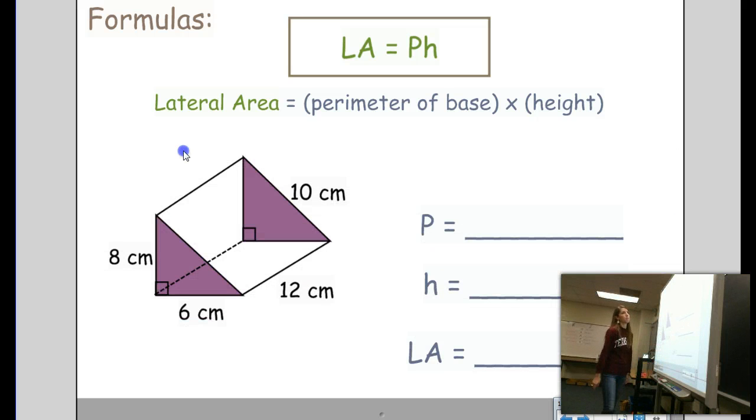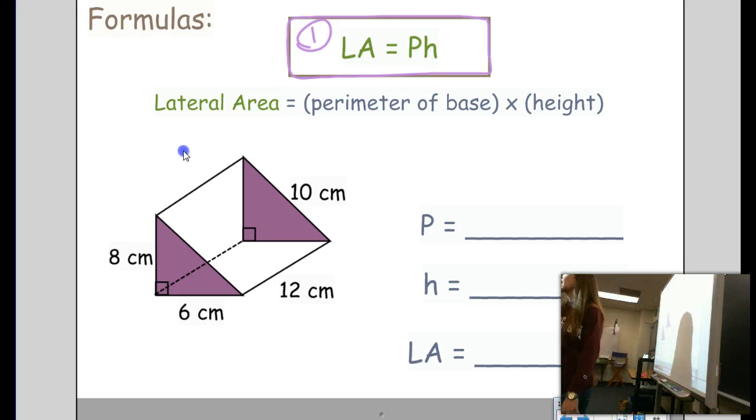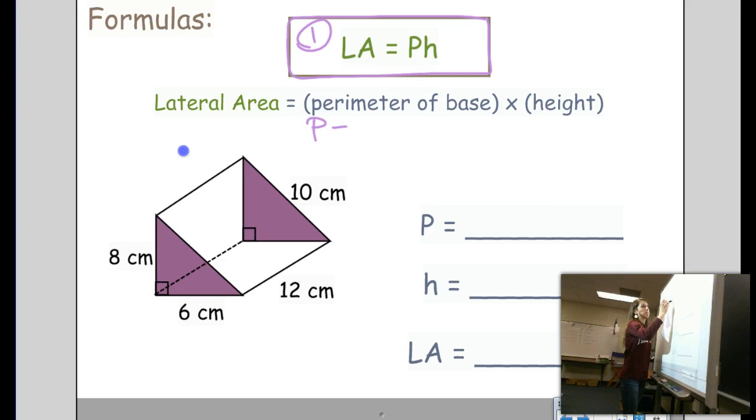All right, let's find our formulas. Figure out what our formulas are. Formula number 1. Put all your formulas in one spot. Here's your first formula. LA equals PH. P stands for perimeter. H stands for height. Height of the whole prism, by the way. Capital P means perimeter of the base. So capital P means not the perimeter of the whole 3D solid, but the perimeter of the base.